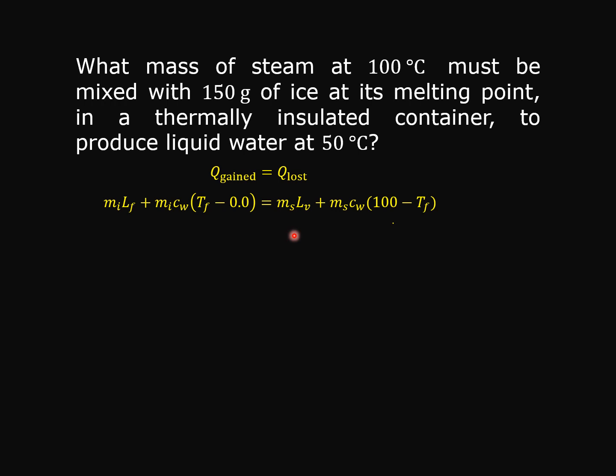The mass of the steam that contributes the heat to the ice, as mentioned just now, is denoted as ms. So this portion of the steam, after it loses the heat, will condense. The heat released due to the condensation is ms Lv. Lv is the specific latent heat for vaporization. So the value is the same as the heat released when it undergoes the process of condensation. So we have ms Lv.